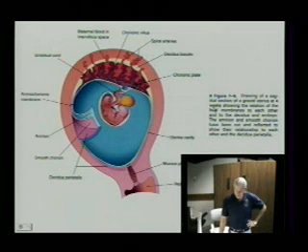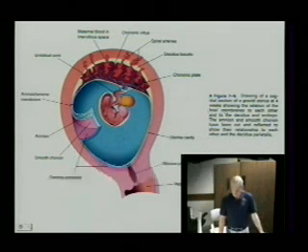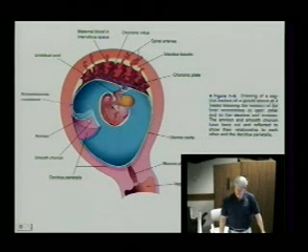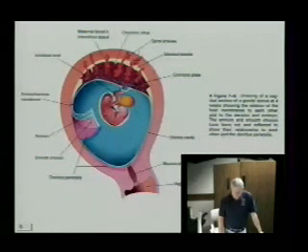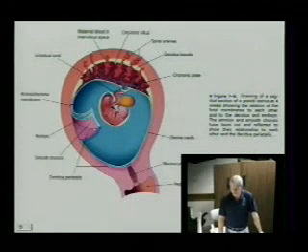Seems to be a bit advanced, but anyway. We have the relationship of the fetal membranes to the uterus and to each other. And the amnion and the smooth chorion have been cut and reflected here to show these various layers.